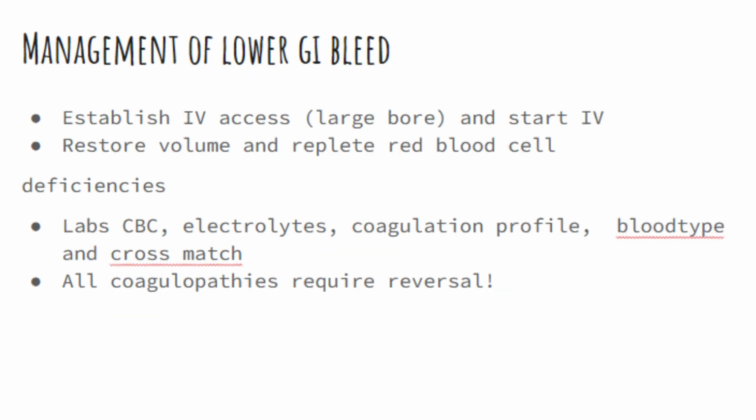Management of lower GI bleed. Establish 4XS, large bore, and start 4. Restore volume and replete red blood cell deficiencies. Lab: CBC, electrolytes, coagulation profile, blood type and cross-match. All coagulopathies require reversal.